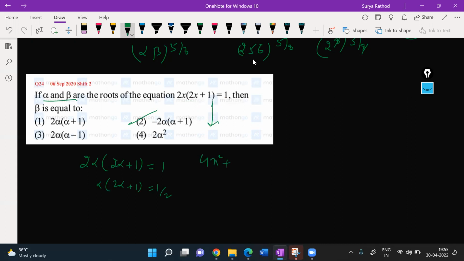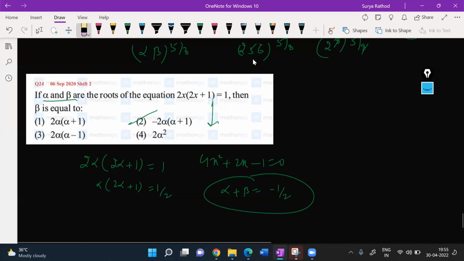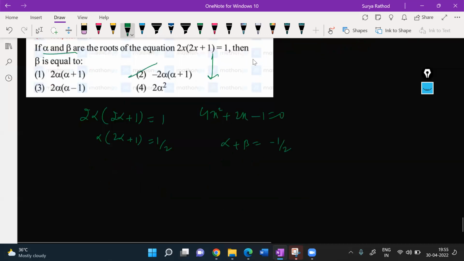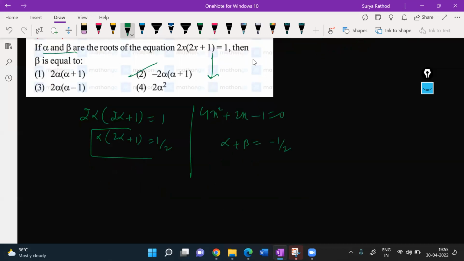So if you just simplify this, what do you get? 4x square plus 2x minus 1 is equal to 0, correct? So what is the sum of the roots here? Minus b by a, which is nothing but minus 2 by 4, minus 1 by 2, correct? So alpha plus beta. Now if you observe this properly, look at this here. This one is equal to 1 by 2. This one is equal to minus 1 by 2. So now, can I write this as alpha plus beta as it is? 1 by 2 can be written as alpha into 2 alpha plus 1. Correct? Easily you can write like that.